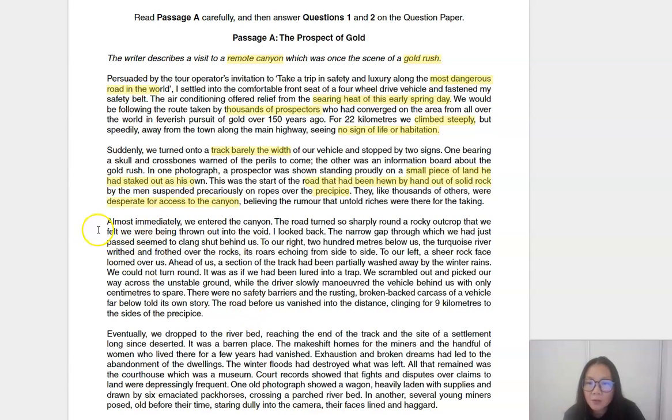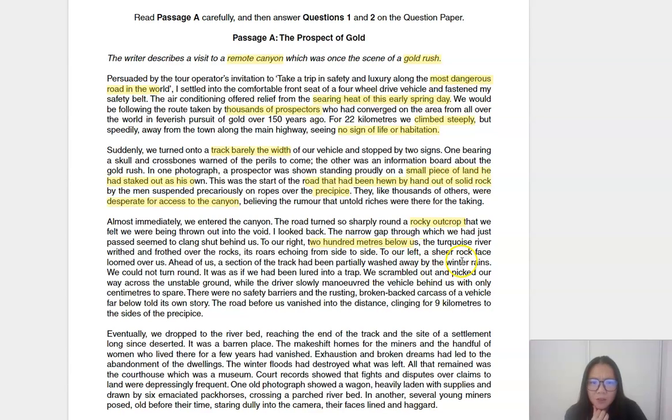Alright, so almost immediately we entered the canyon. The road turned so sharply round a rocky outcrop that we felt we were being thrown into the void. So this is something you could use, rocky outcrop, meaning dangers, right? I looked back, the narrow gap through which we had just passed seemed to clang shut behind us. To our right, 200 meters below, the turquoise river writhed and frothed over the rocks. So we're talking about a pretty high distance down you would fall. It's a pretty long distance down to fall if you did.